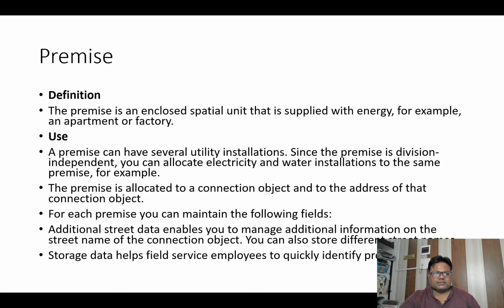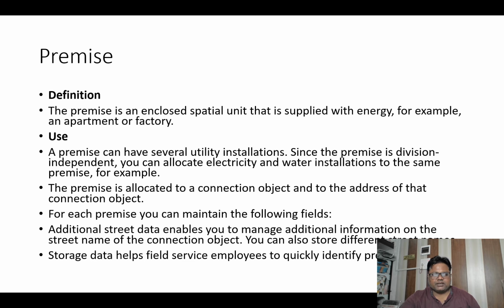Definition. The premise is an enclosed spatial unit that is supplied with energy, for example, an apartment or factory. Use. A premise can have several utility installations. Since the premise is division independent, you can allocate electricity and water installations to the same premise. For example, the premise is allocated to a connection object and to the address of that connection object.